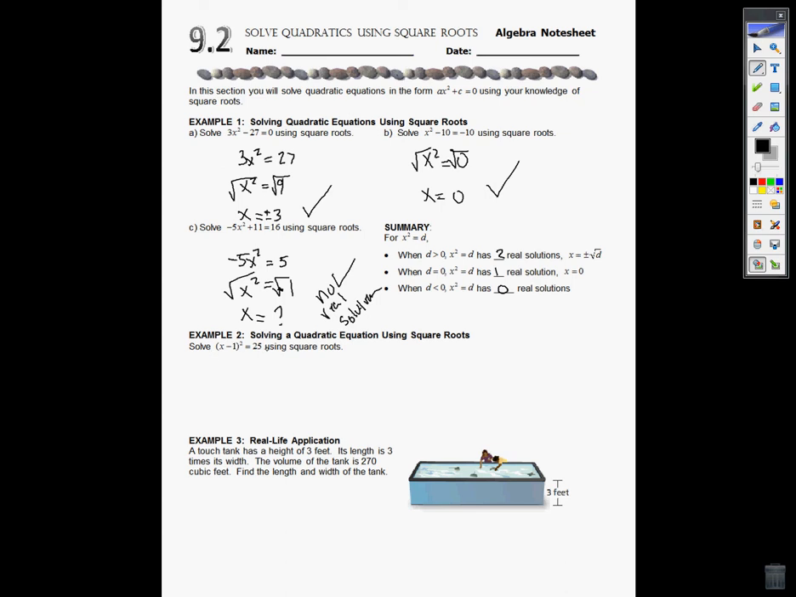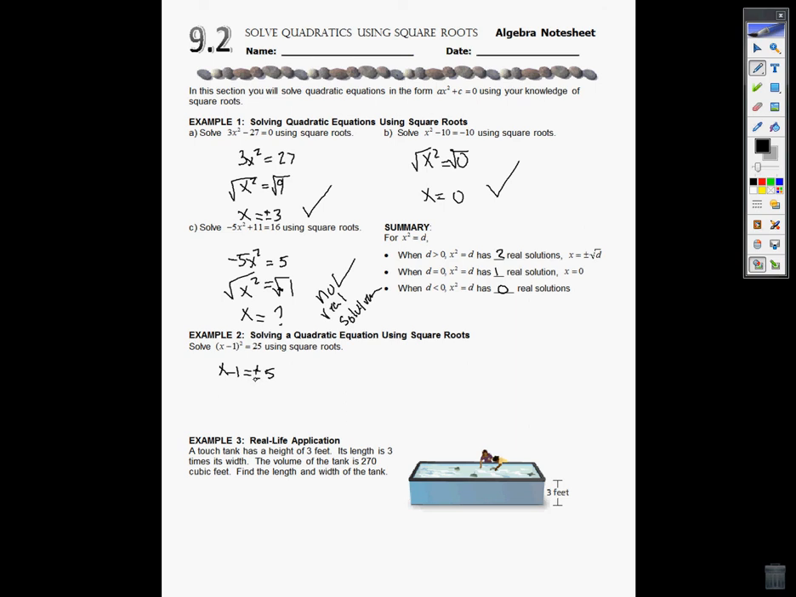I'm going to take the square root of both sides because at this point everything on this side is squared. So when I take the square root of both sides, I get x minus 1 equals square root of 25, which is, remember, positive or negative 5. Right? It's not just 5. So x minus 1 equals plus or minus 5.